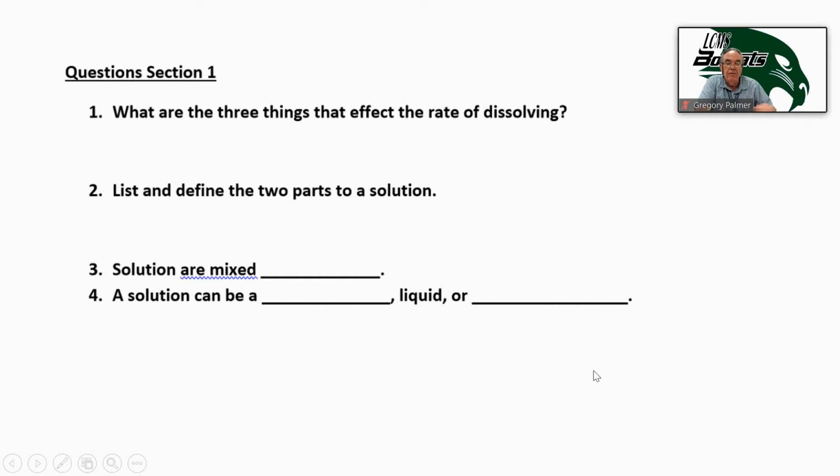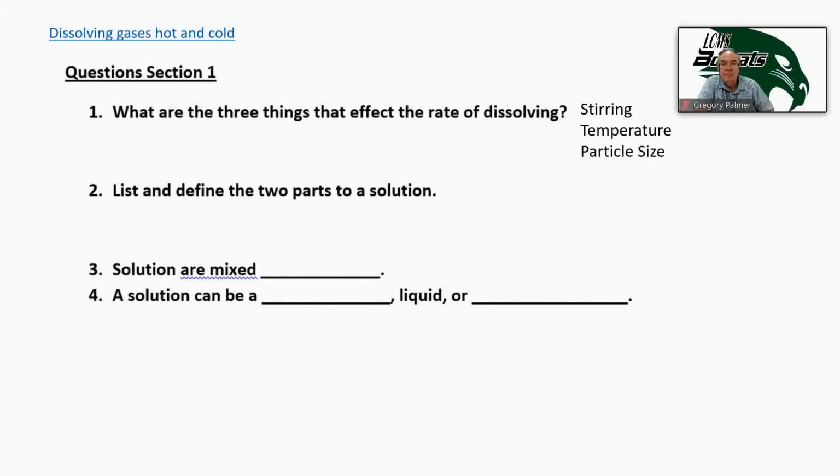Okay, so when we left off last time, I had asked you to complete these questions on your own. We had looked at a video on the 3 things that affect the rate of dissolving. For a solid and a liquid, they were stirring, temperature, and particle size. The 2 parts of the solution are the part that is doing the dissolving and the substance that gets dissolved. The substance that gets dissolved is the solute, and the substance that does the dissolving is the solvent.